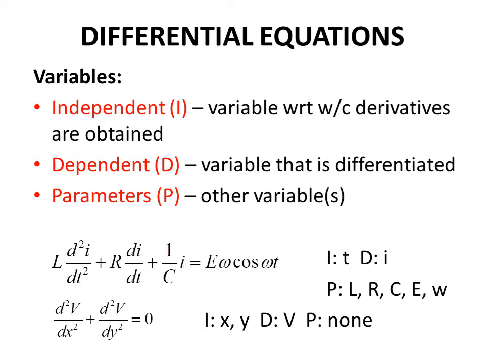In this differential equation, for the independent variables, we have x and y, because this derivative is taken with respect to x, while this derivative is taken with respect to y. For the dependent variable, we only have v because we are differentiating only v in both expressions. How about parameters? Do we have any? No, we don't. Therefore, for the parameters we have none.